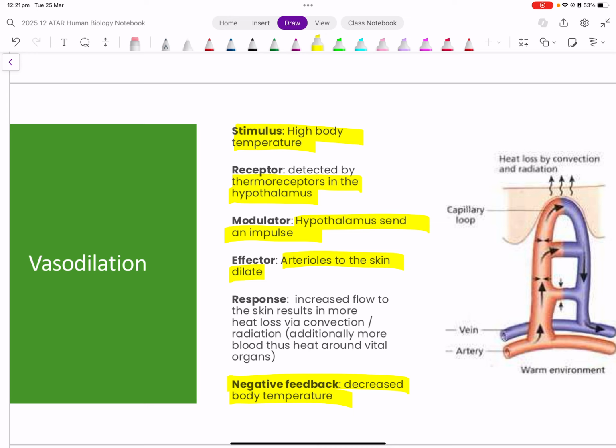Well, it's going to increase the blood flow to the skin, resulting in more heat loss via convection and radiation, and consequently, there's going to be less heat around vital organs. There should be less blood, thus heat, around vital organs, as it's all travelled to the skin instead.